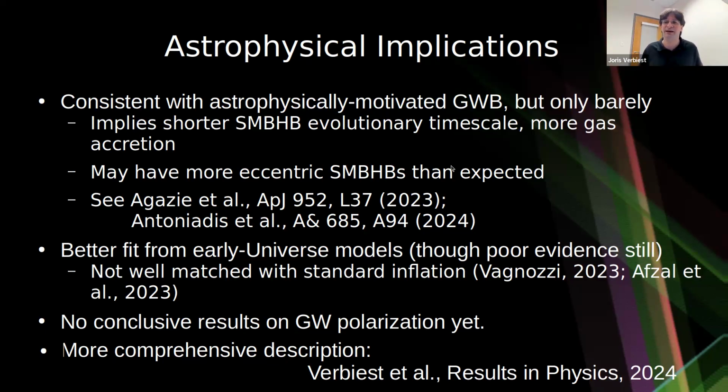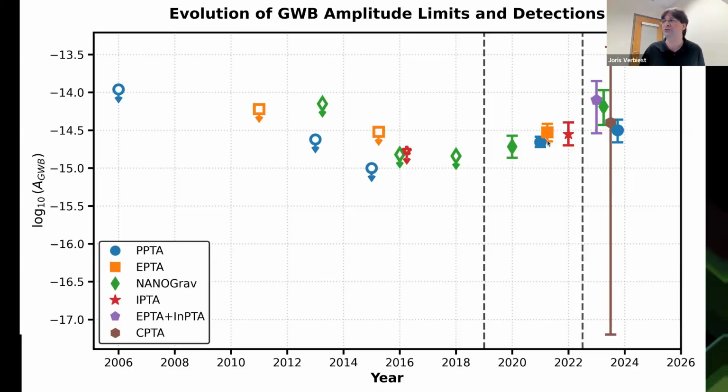But basically, the signal that has been seen so far, which again is not a detection, but it's getting very close, is consistent with an astrophysically motivated gravitational wave background. That means with the population of supermassive binary black holes. But only barely. You do need to tune your models a bit. For example, you need to have more eccentric binaries, or you need to evolve them more rapidly, which means you need more gas accretion. And so you can make it work, but the standard supermassive binary black hole population models that we have don't really match because they actually expect a lower amplitude, which again is interesting because the previous results we had, they actually had a slightly lower amplitude.